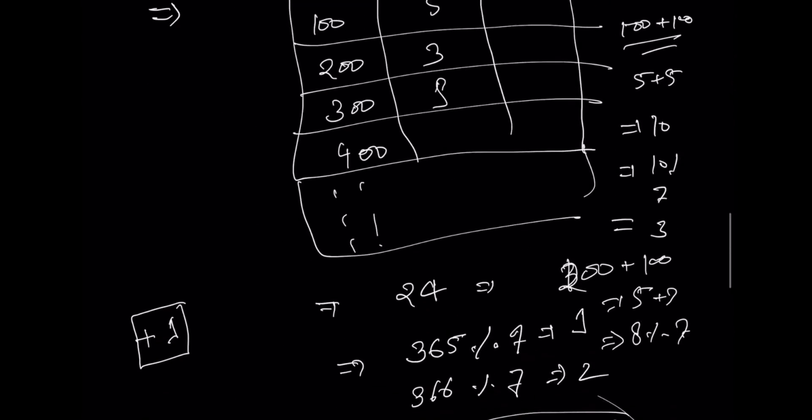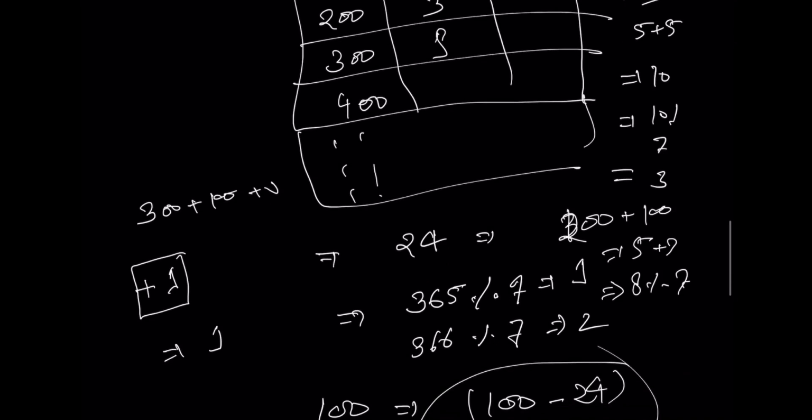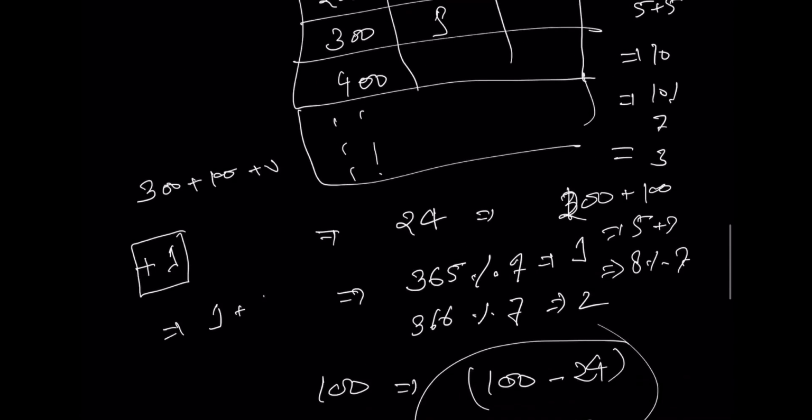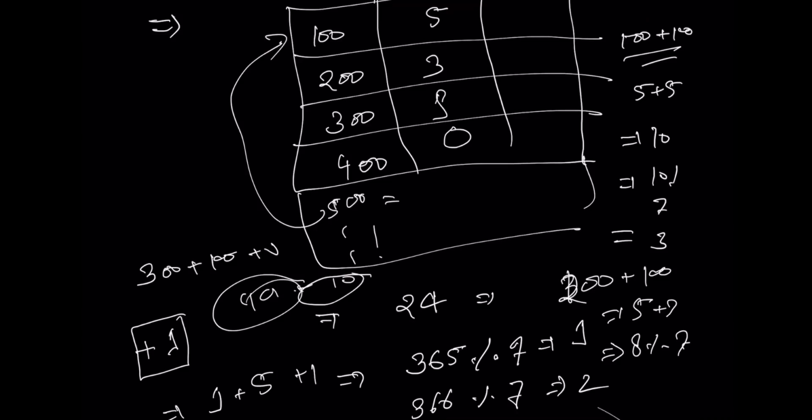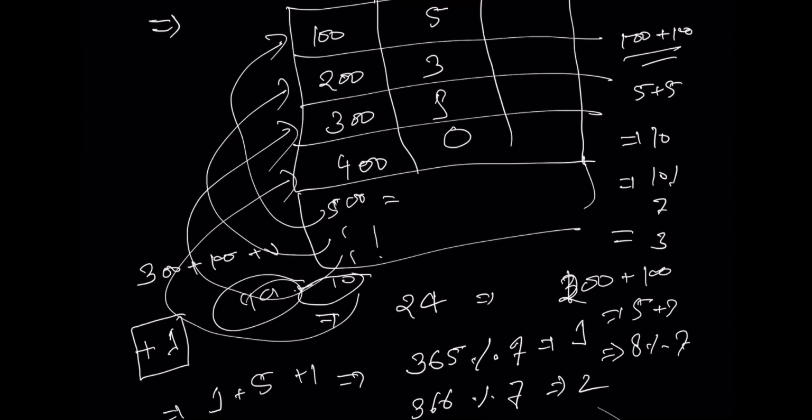So 400 is basically 300 plus 100 plus 1. So 300 is 1, 100 is 5, and plus 1, that is 5 plus 1, that gives us 0. Now when we come to 500, we basically have 400 plus 100, and because 400 already gives 0, 500 will relate to 100. Similarly 600 will relate to 200, 700 relate to 300, and 800 relate to 400. So this sequence will keep going 5 3 1 0 5 3 1 0.